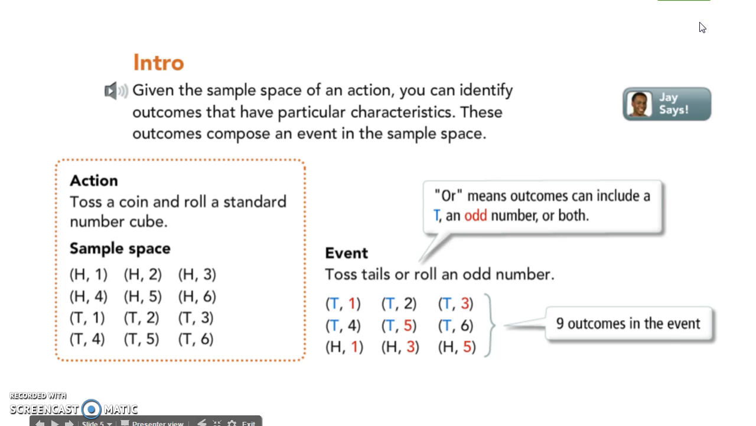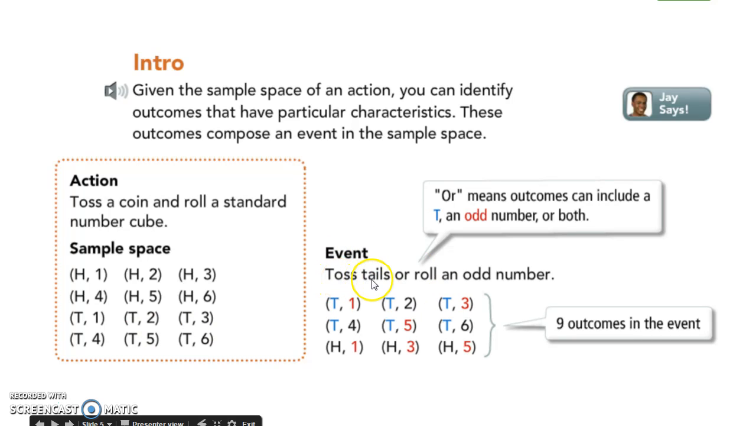Okay, given the sample space of an action, you can identify outcomes that have particular characteristics. These outcomes compose an event in the sample space. So, in the sample space that we've already learned how to list out, here's the sample space over here. In the sample space, if we toss a coin and then roll a standard number cube, these are all the possible outcomes, heads or tails, and then 1 through 6.